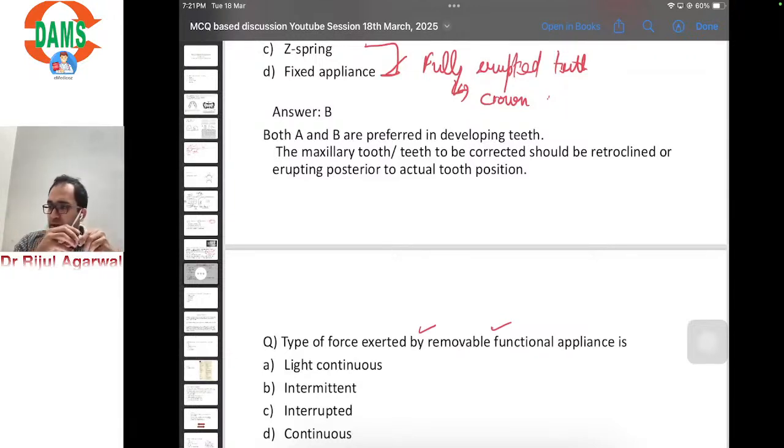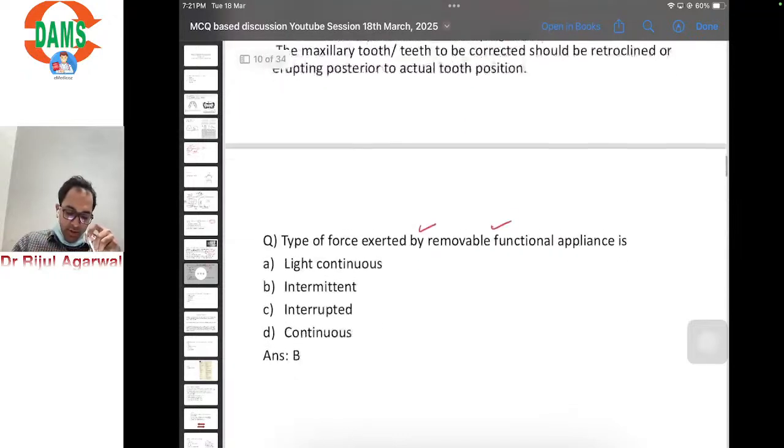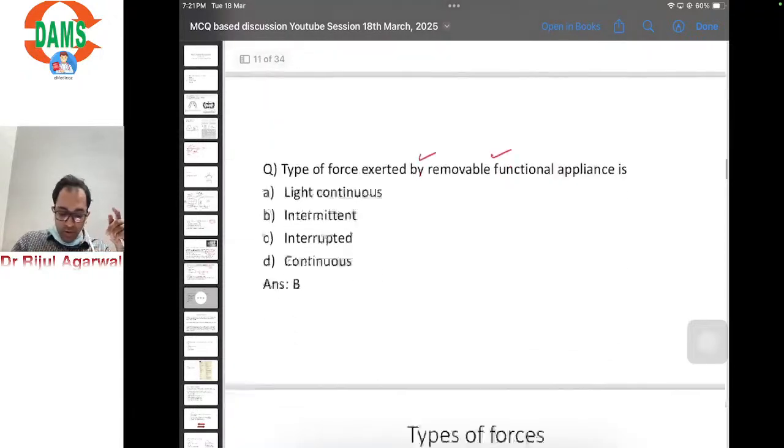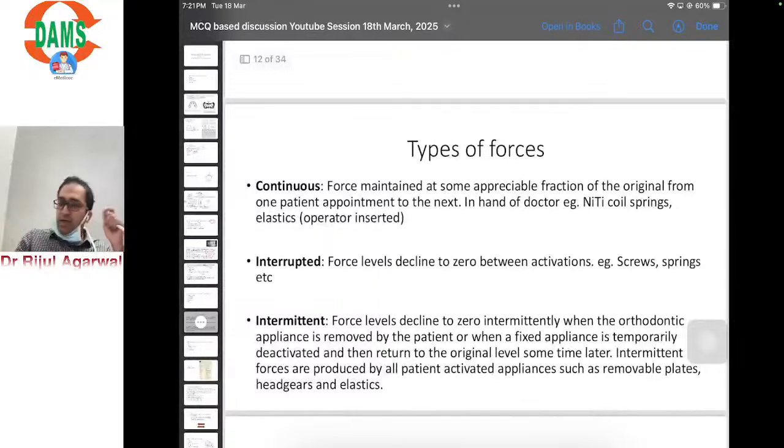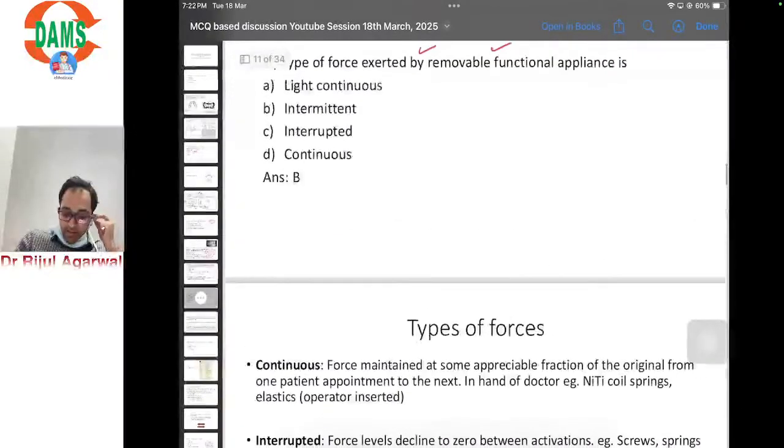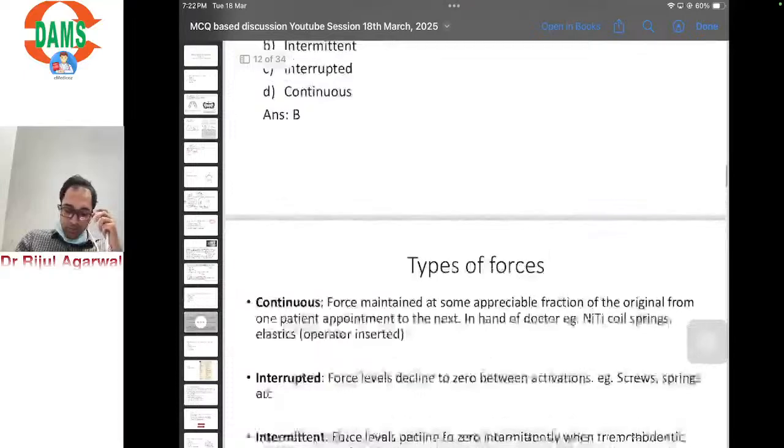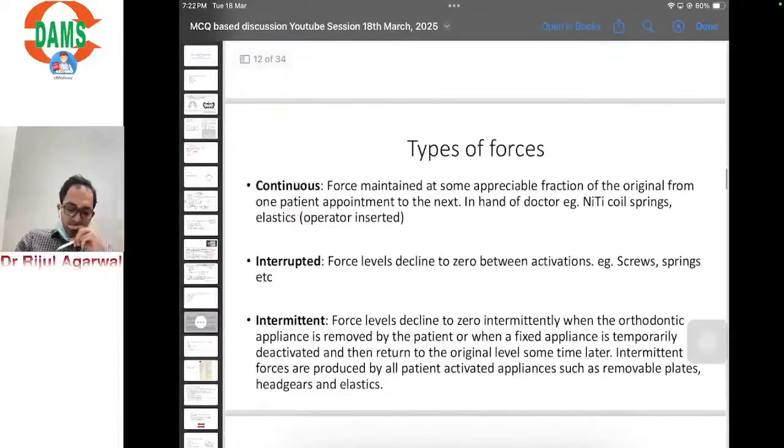Now the next question: the type of force exerted by removable functional appliance. So most of you got it right. It's intermittent type of force. So what are the three types of force system? Continuous, interrupted and intermittent. So what is a continuous force?